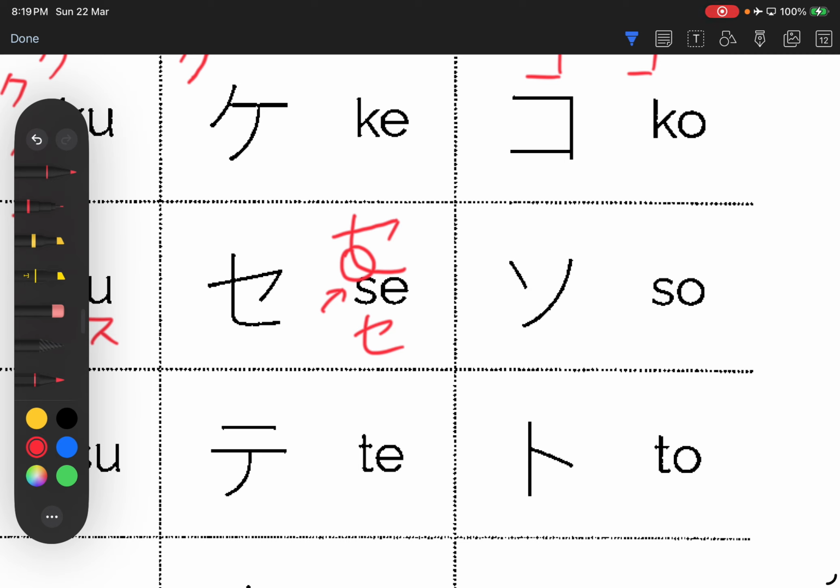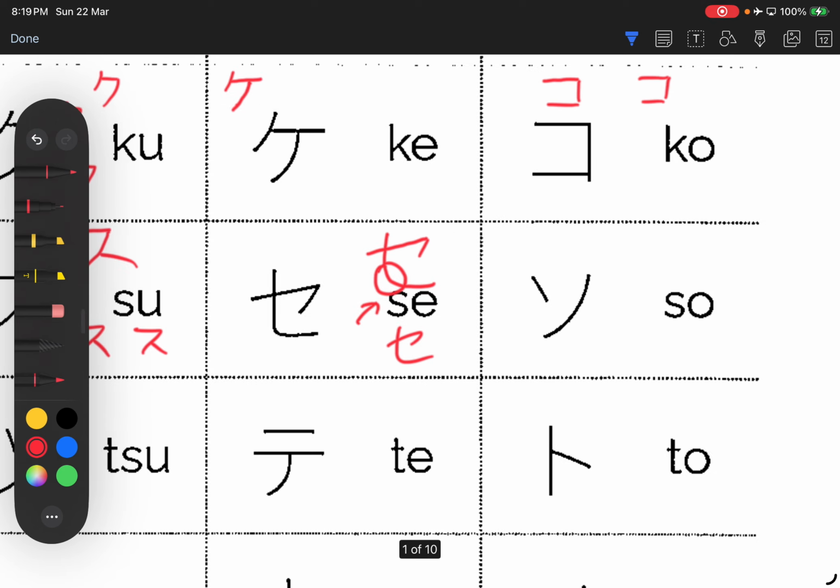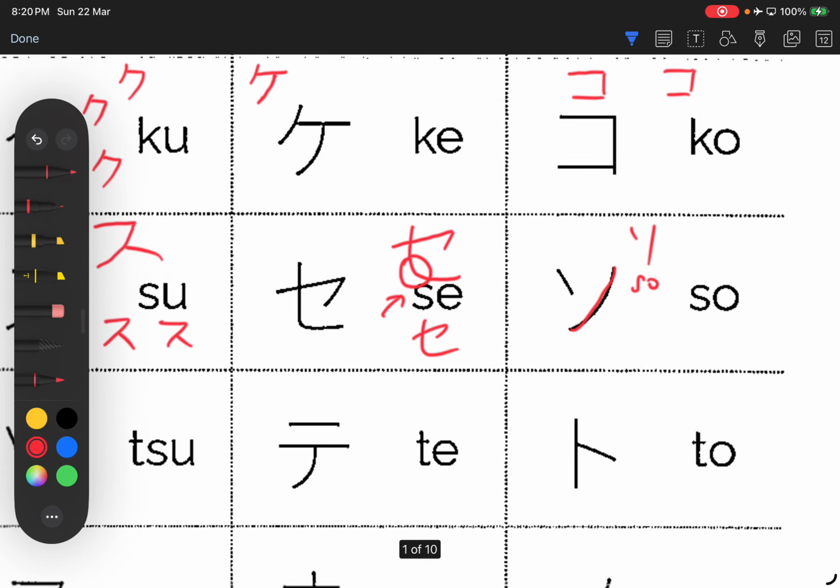Alright. Next we have so. Alright, I showed you just now already. So basically, I know it's curved, but you can just write it like that. So. Just 2 straight lines. Don't need to curve. Usually Japanese people, they also just do 2 straight lines. They won't curve the thing, because it will look very similar to the other one.